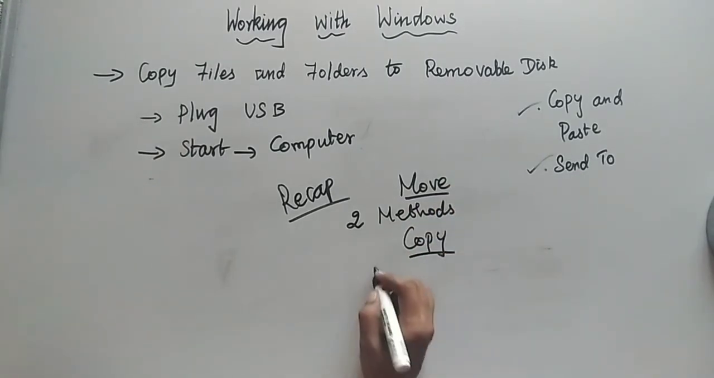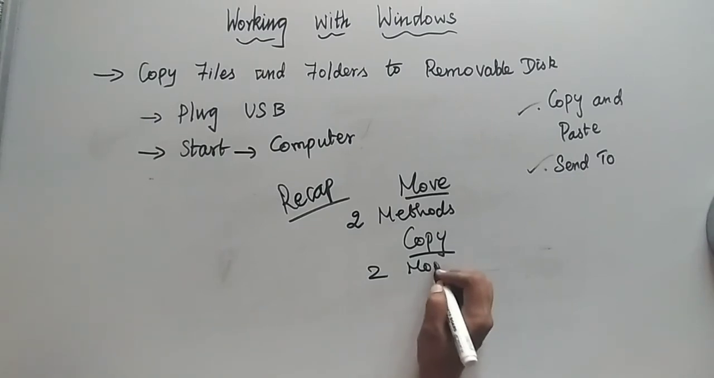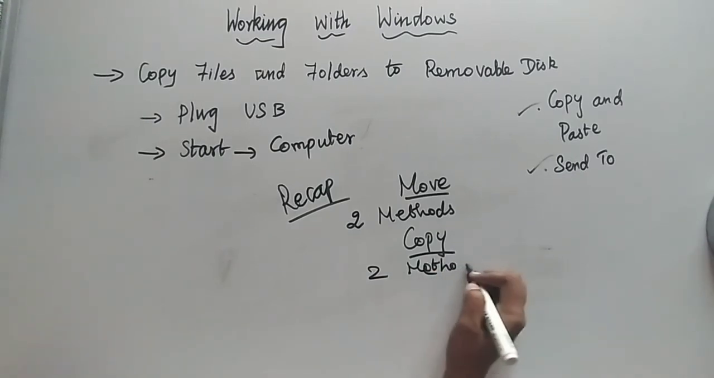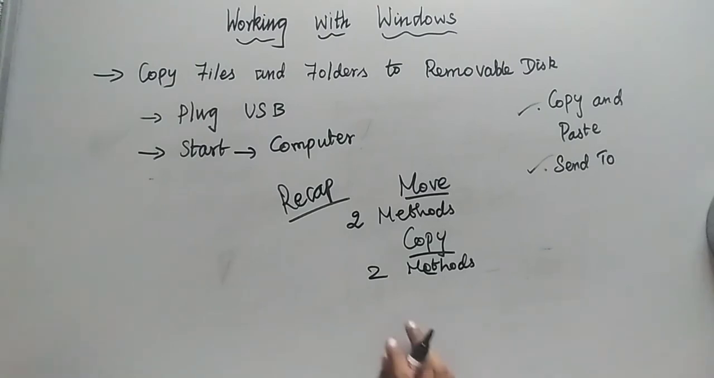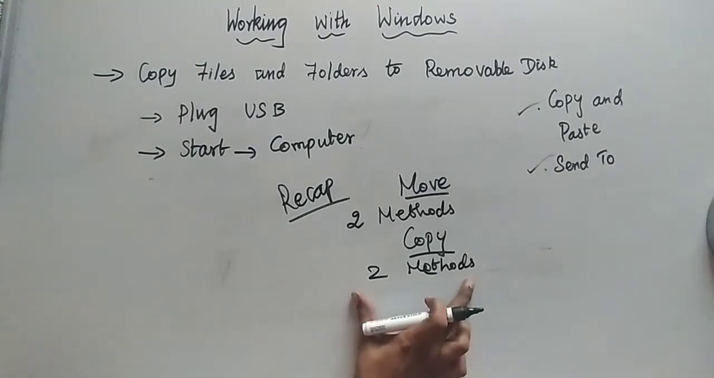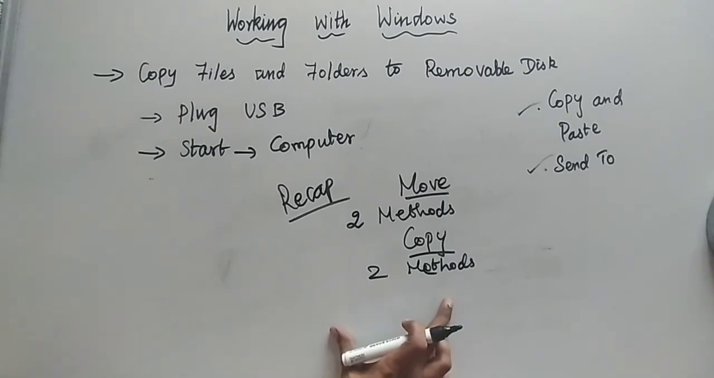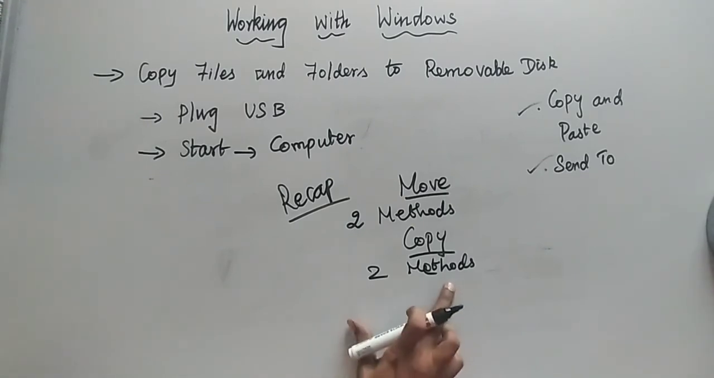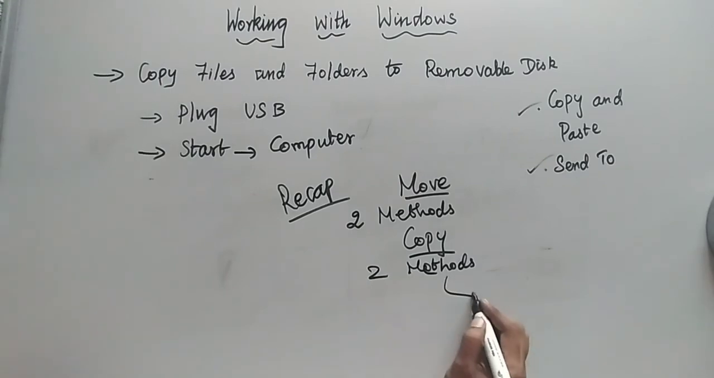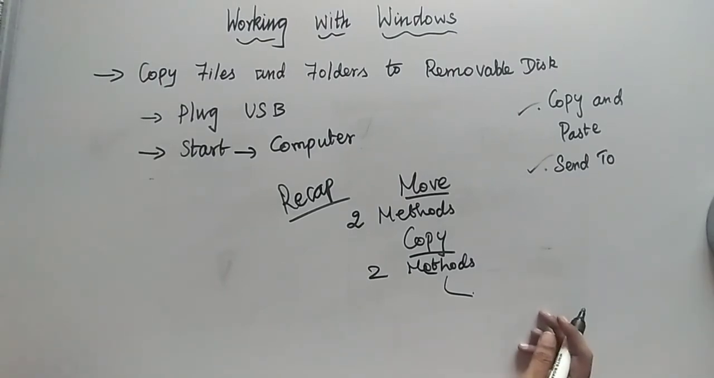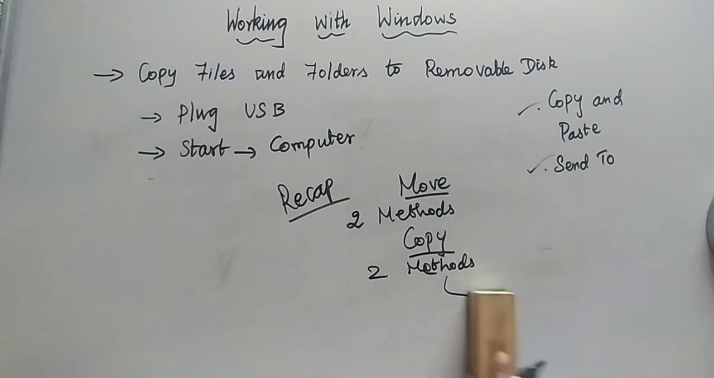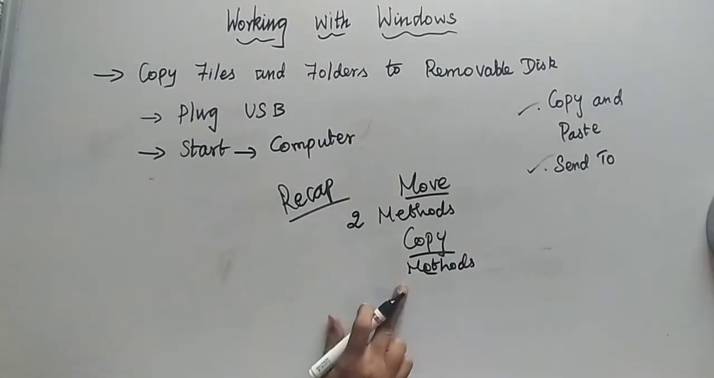Here also you have two methods. Which one is easy for you, you can do. What are the two methods? The first one I told you is from the menu, then by using your keyboard shortcut. And the next one we have discussed is copying to your removable disk. So that is your second method. This is the way you can perform the copy.